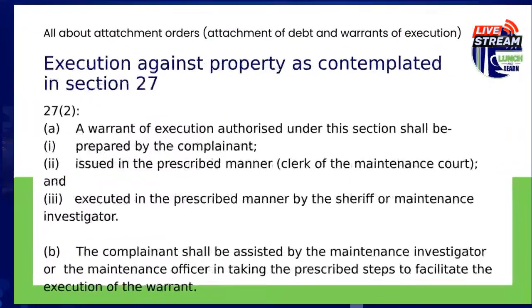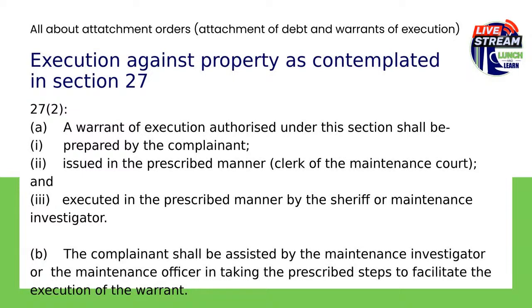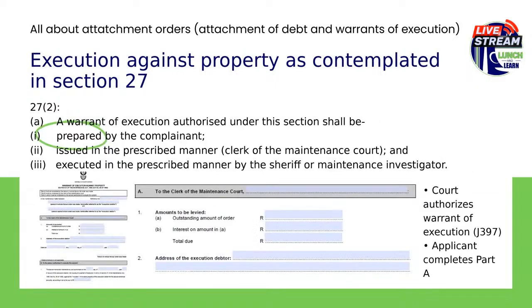So if we look at the inner workings of what Section 27 says, it says that a warrant of execution authorized under that section by the magistrate shall be prepared by the complainant. We'll be unpacking this section by section. The warrant of execution that has been authorized by the court needs to be prepared by the complainant. It needs to be issued by the clerk of the court in the prescribed manner, and it needs to be executed in the prescribed manner by either the sheriff of the court or the maintenance investigator. And then Section 27(2)(b) says that the complainant shall be assisted by the maintenance investigator or the maintenance officer in taking the necessary prescribed steps in order to give effect to the warrant of execution.